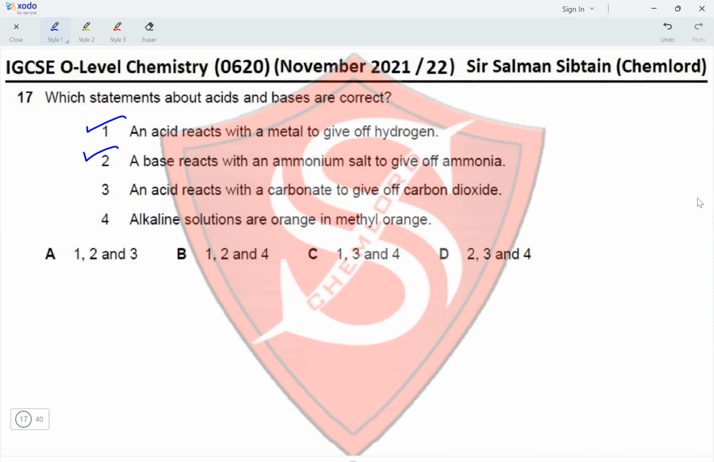An acid reacts with carbonate to give off carbon dioxide. Yes, this is correct as well. And alkaline solutions are orange in methyl orange. No, alkaline solutions are yellow in methyl orange, and acidic solutions are red. So this is incorrect. So since statements 1, 2, and 3 are correct, option A is the correct option for this question.